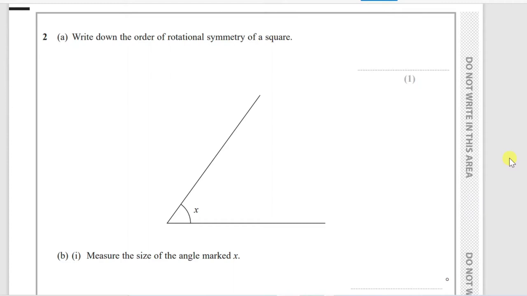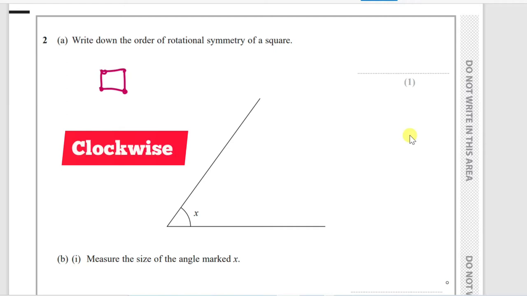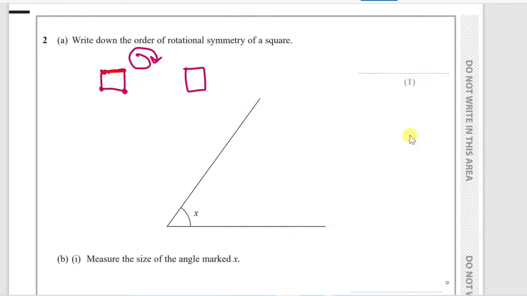Now, number two. Write down the order of rotational symmetry of a square. Most of the time, it's not very clear if you've never seen this, but what it means is, if you had a square, rotate this once clockwise. Clockwise means like in this direction. It's going to be another square. So if it helps, maybe I'll change the color of one line. If I rotate once, this is one red.